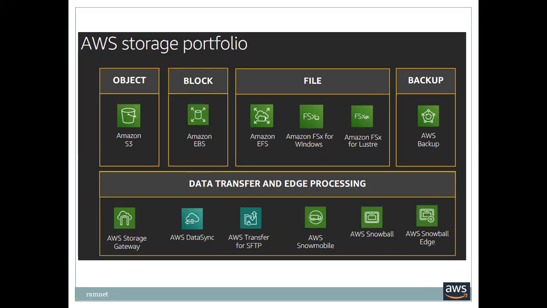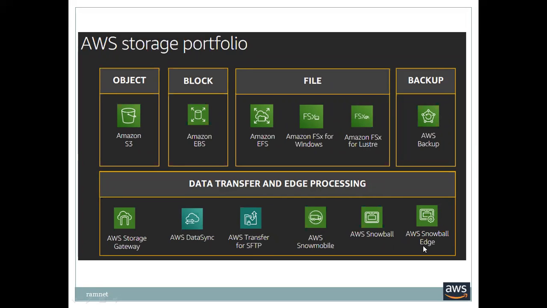Server hard disks will be given by the EBS connection only. Then the file systems: EFS, FSx for Windows, and FSx for Lustre. Lustre is a platform for Linux. For backup, AWS Backup is also available. Under data transfer and edge processing: AWS Storage Gateway, AWS DataSync, Transfer for SFTP, Snowmobile, and Snowball Edge.